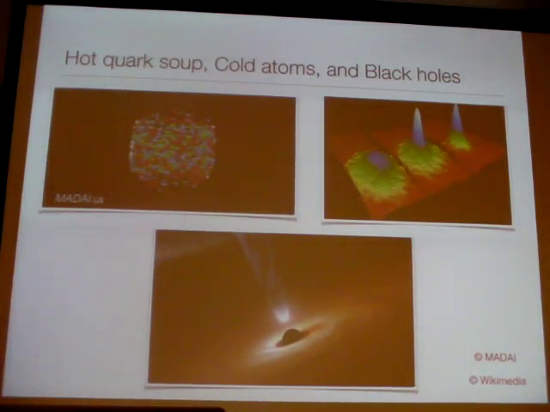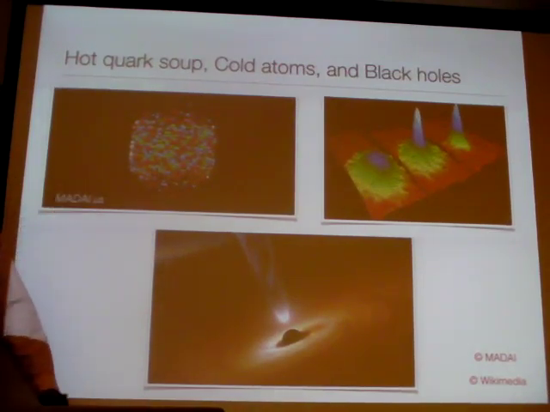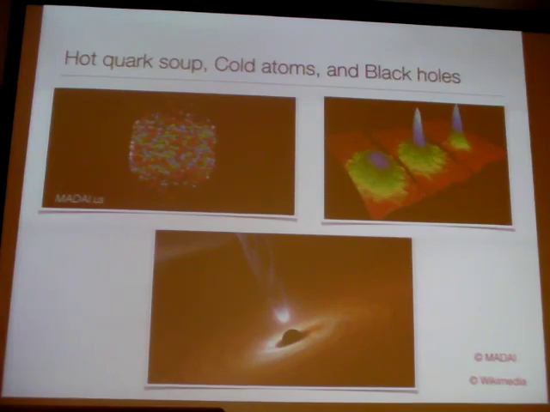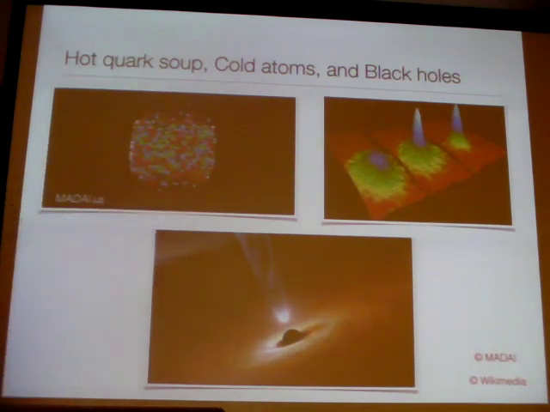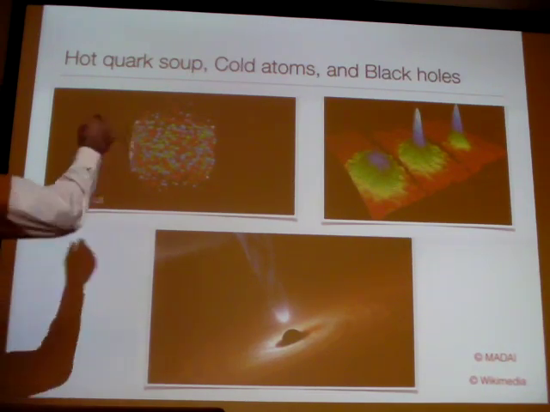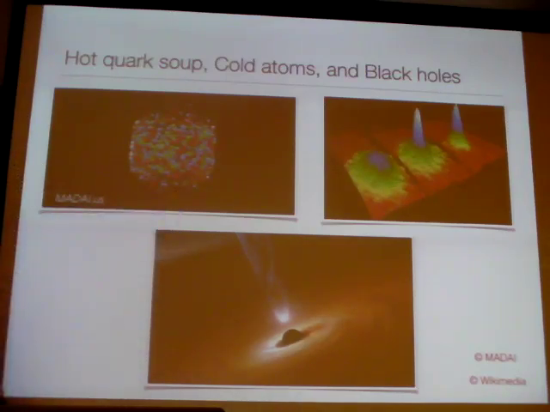Here are three physical systems which we observe in nature. One is a complicated soup of strongly interacting particles called quark gluon plasma, formed in heavy ion collisions. The other is a much more tabletop-ish state of matter. It's a Bose-Einstein condensate formed in Fermi systems by tuning some couplings. And the third is a black hole that we look up in the sky and see.